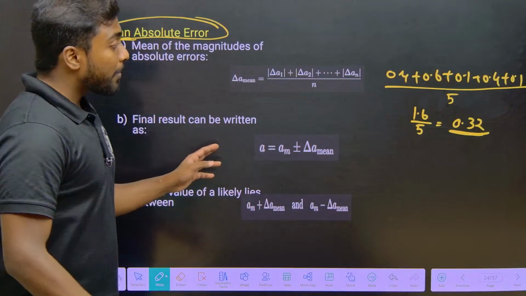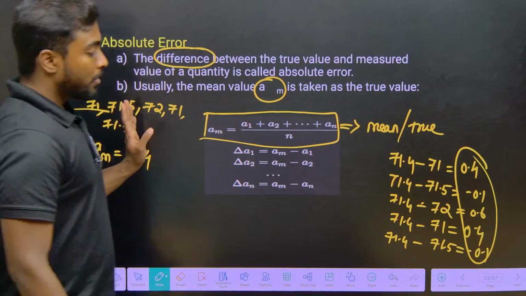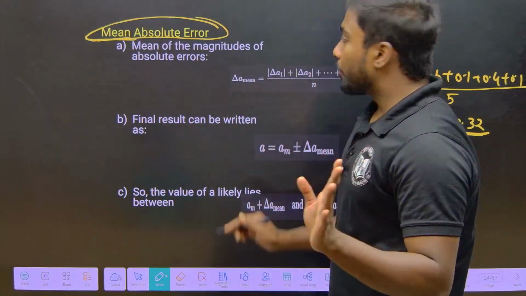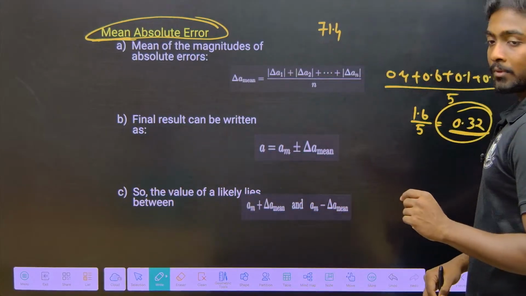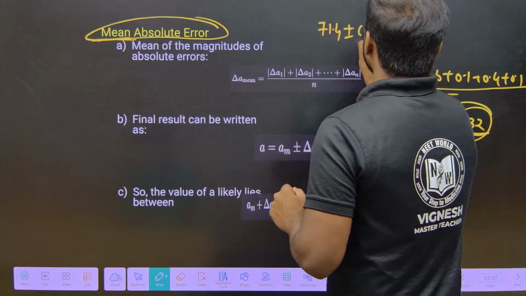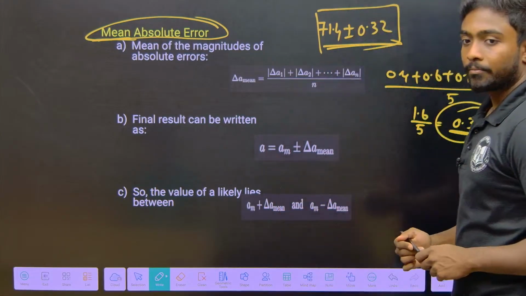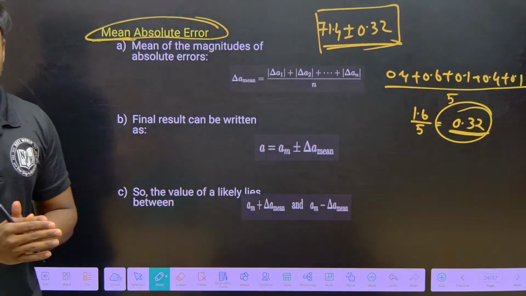Now, what is the A mean we got? A mean is 71.4. So this is the accurate value, 71.4. What is the error we got? 0.32. Plus or minus 0.32. That's it. That's the answer of the question. We have measured the values, and I need to find how much error has been made.